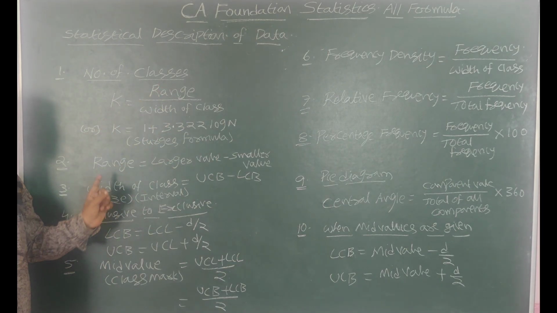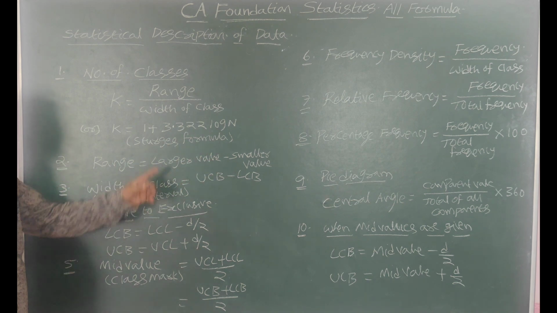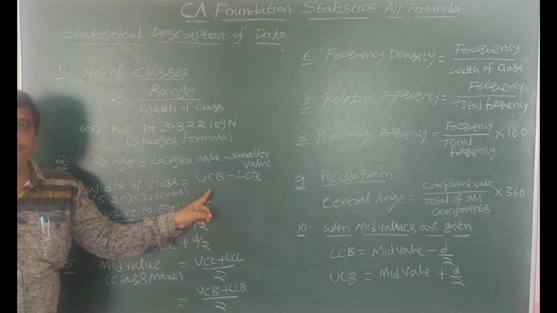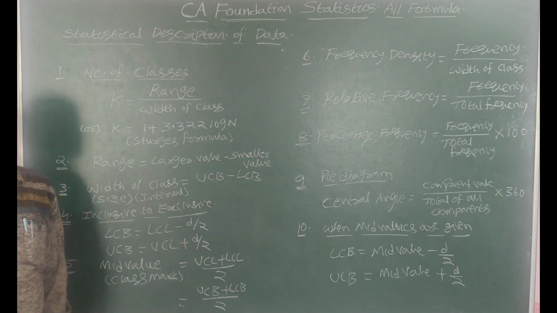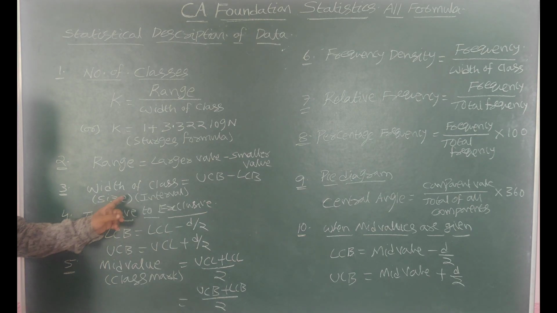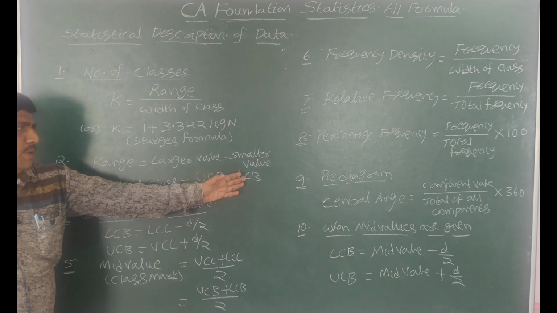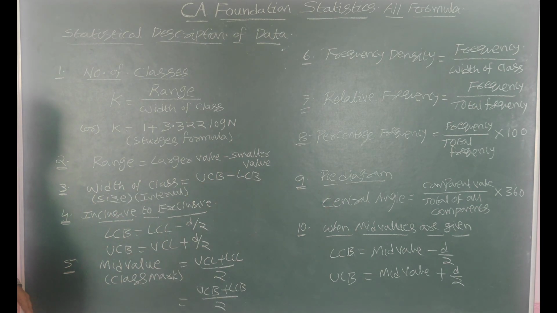Here, what is meant by range? Larger value minus smaller value of the given data. Similarly, width of the class can be found by using the difference between upper class boundary and lower class boundary. So, width of the class is UCB minus LCB. Width of the class is also known as size, interval, length, magnitude, so on. So, always width means UCB minus LCB, difference between class boundaries, not the limits.